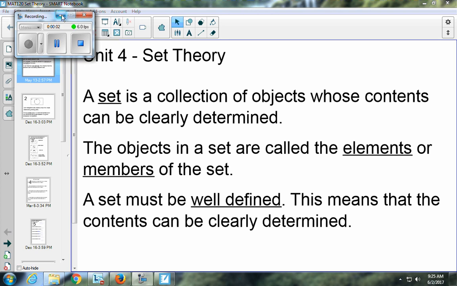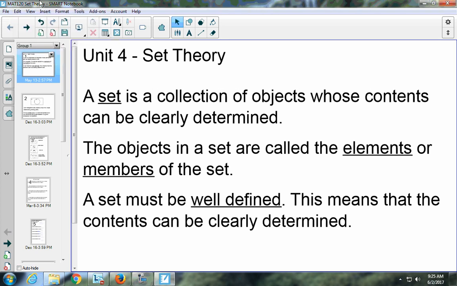In this video, we're going to talk about set theory, which is covered in Chapter 2 of our Math 120 textbook. A set is a collection of objects whose contents can be clearly determined. And objects in a set are called the elements or members of the set. A set must be well defined. This means that the contents can be clearly determined.